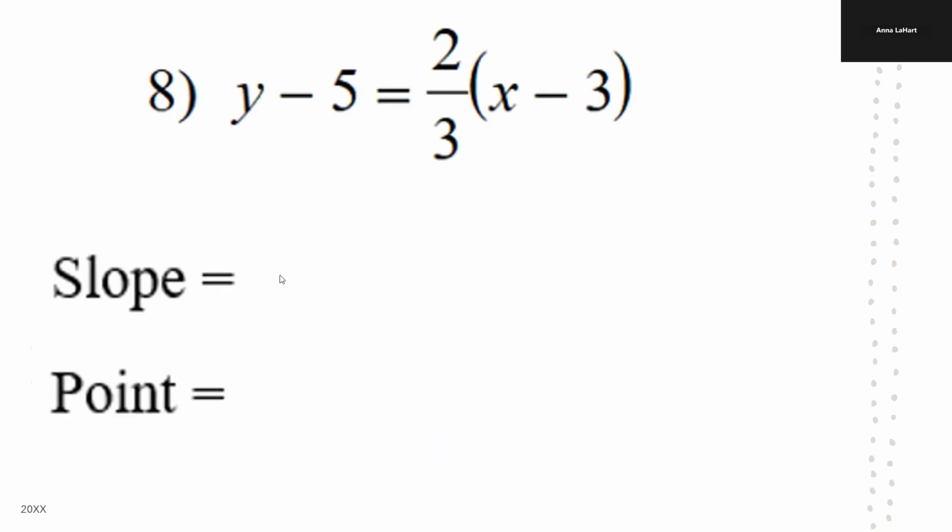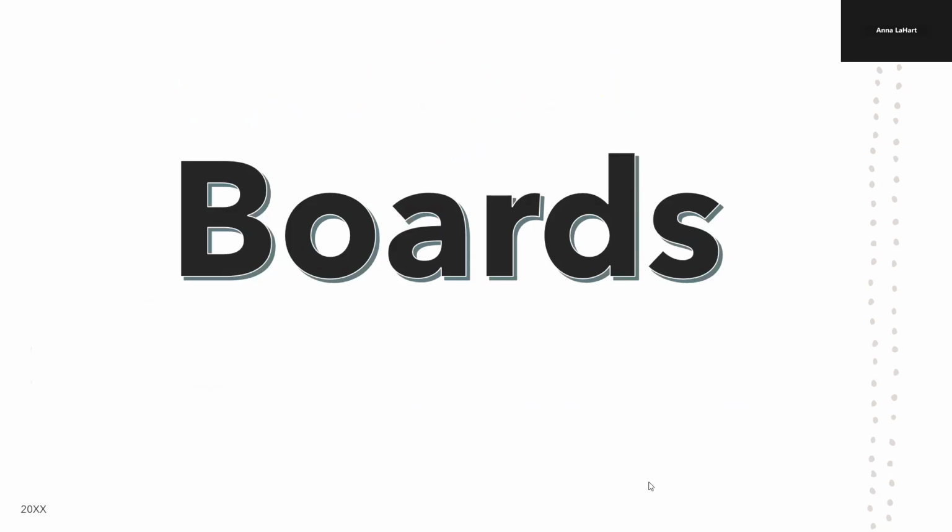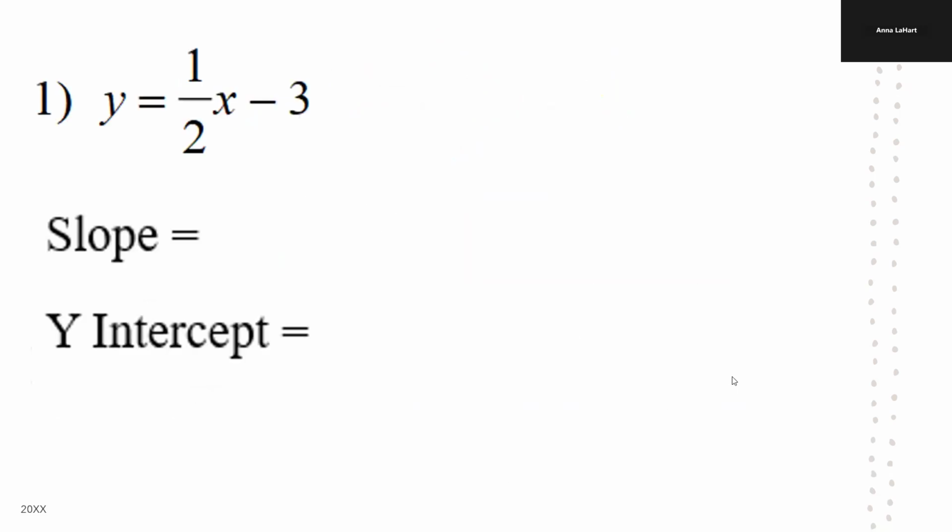This one right here, a slope of 2/3, the point would be 3 and 5. Again, opposite sign. You get the X value from here, you get the Y value from here, and it's always opposite of what you think. All right, just watch the screen, think about it, okay?